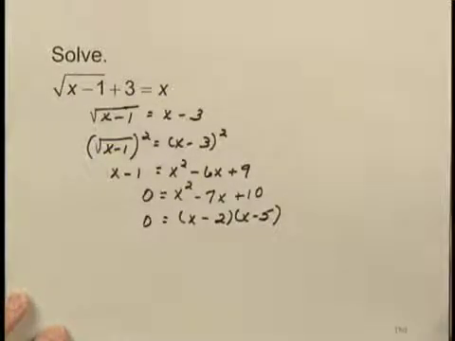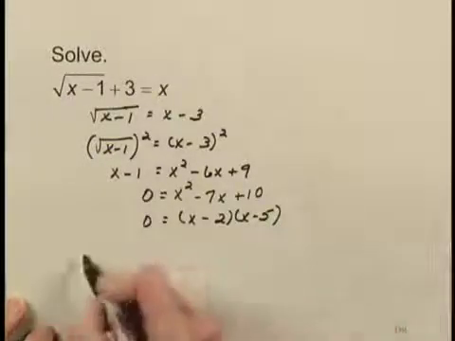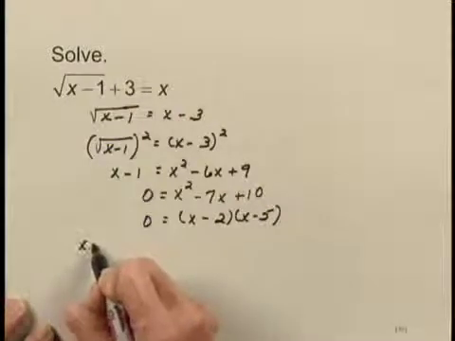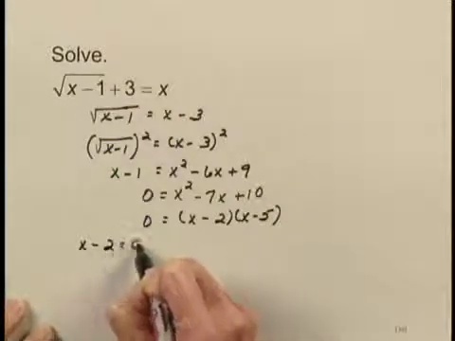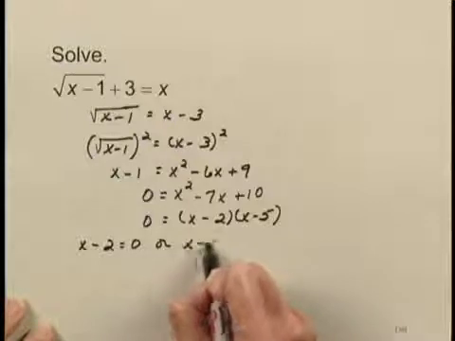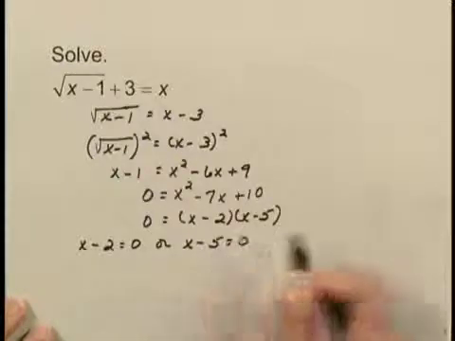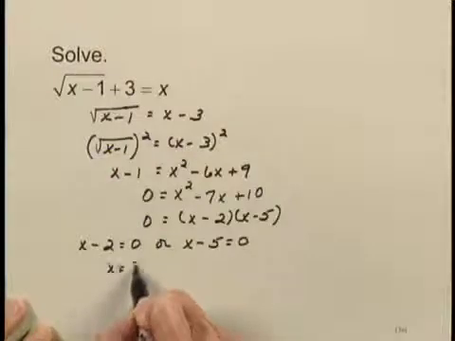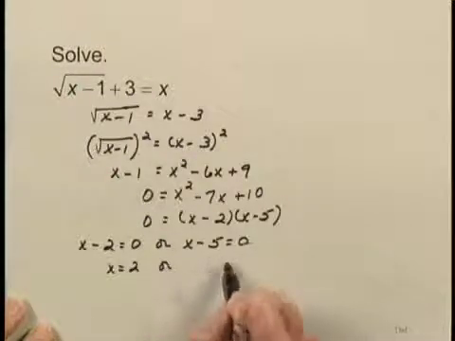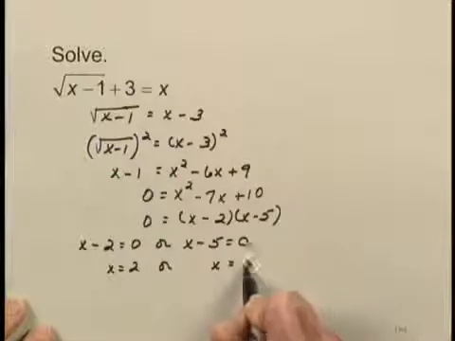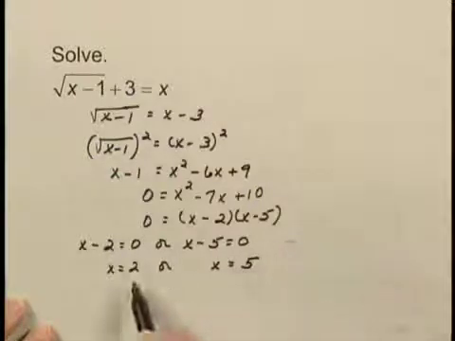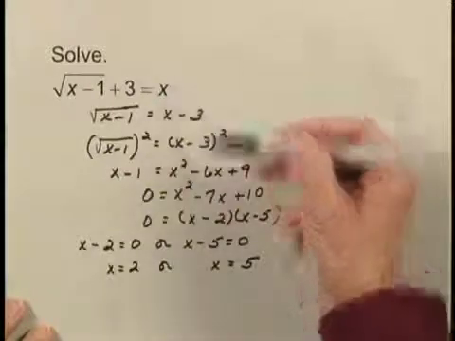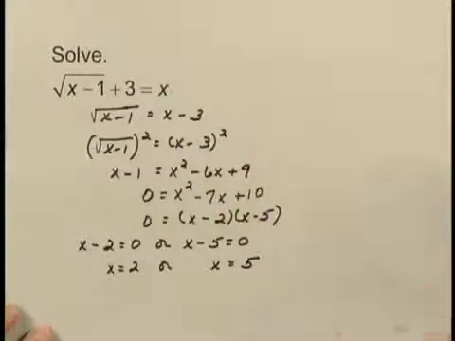And now I can use the principle of zero products to solve what I have here. If this product is 0, x minus 2 is equal to 0, or x minus 5 is equal to 0. I add 2 on both sides here, and I get x equals 2, and I add 5 on both sides here, and I get x equals 5. So the possible solutions are 2 and 5, but because we squared both sides of this equation, we need to check to make sure that these are solutions of the original equation.